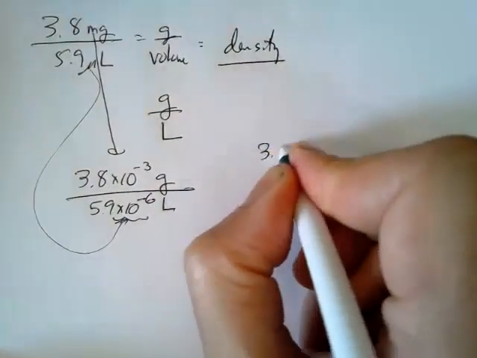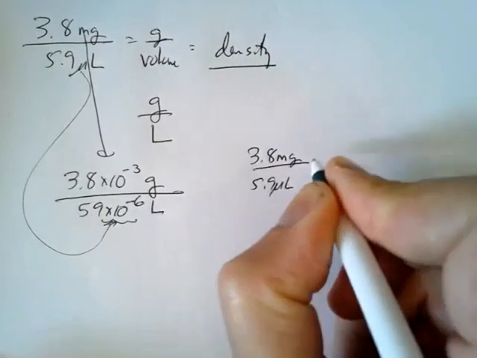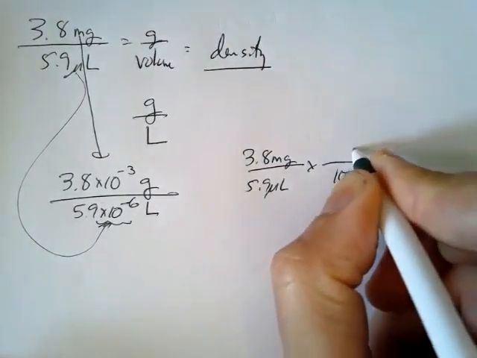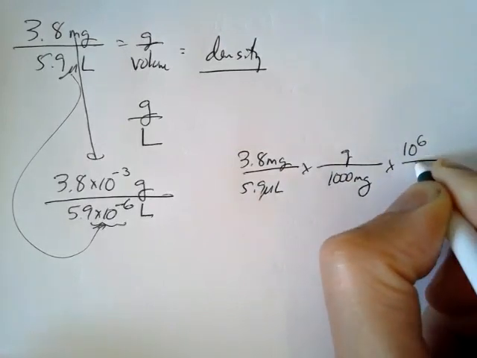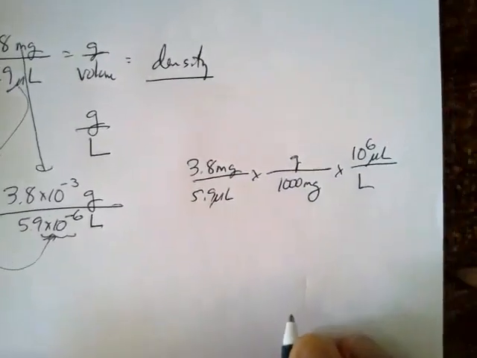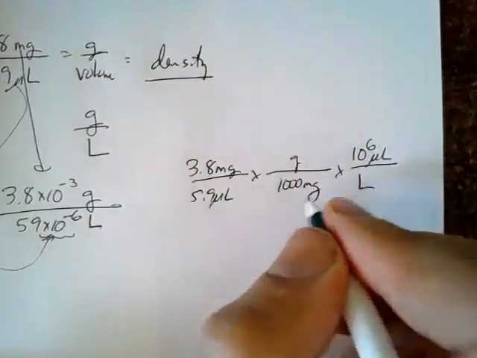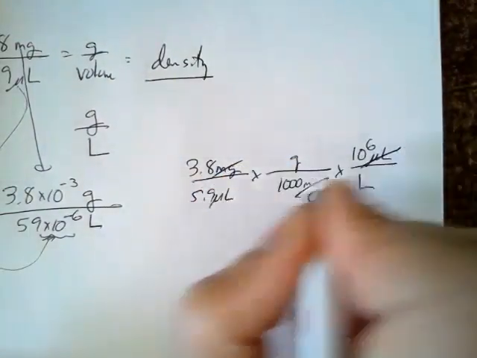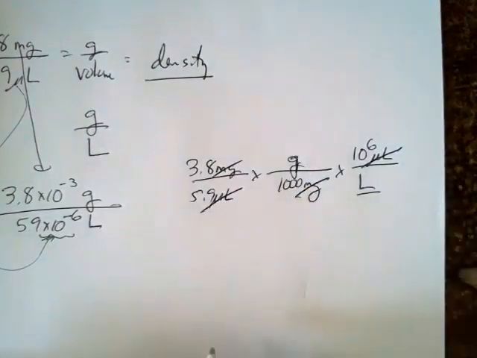And notice I'm not even doing 3.8 milligrams, 5.9 microliters, and that there are 1,000 milligrams in a gram, and that there are 10 to the 6th microliters in a liter. That would be one way to get at the same answer. I guarantee that you'll get it right. Milligrams would cancel milligrams, microliters would cancel microliters, grams and liters would cancel.